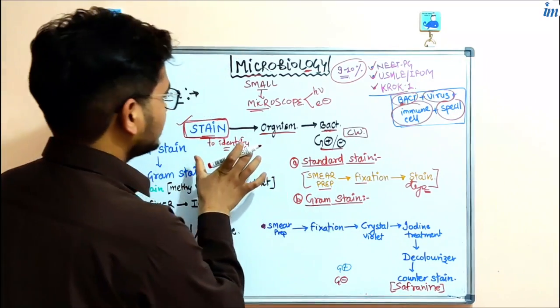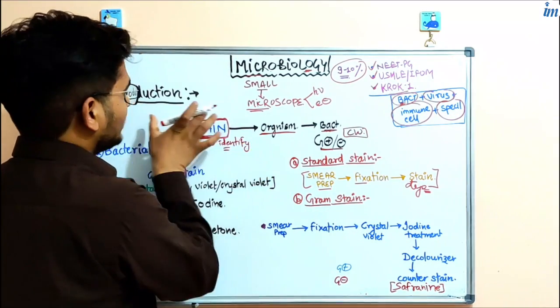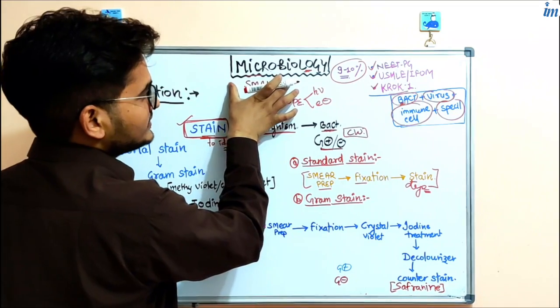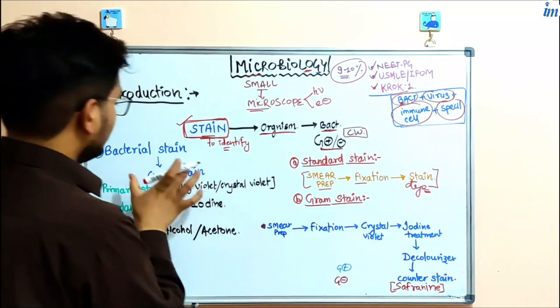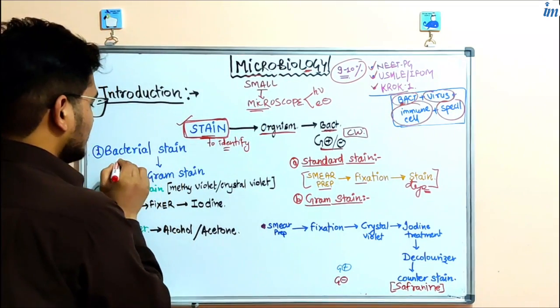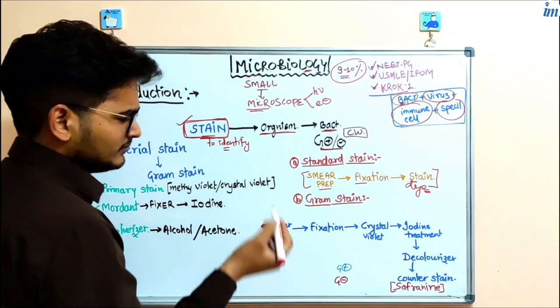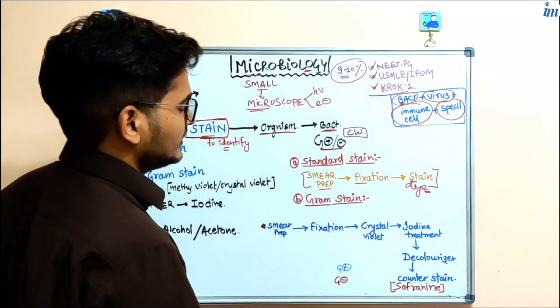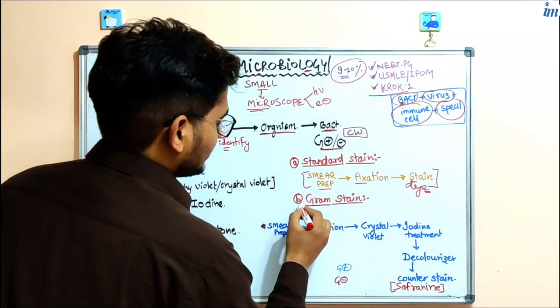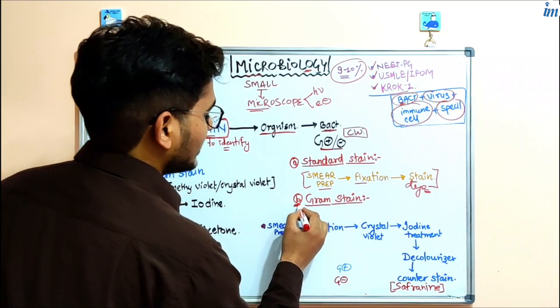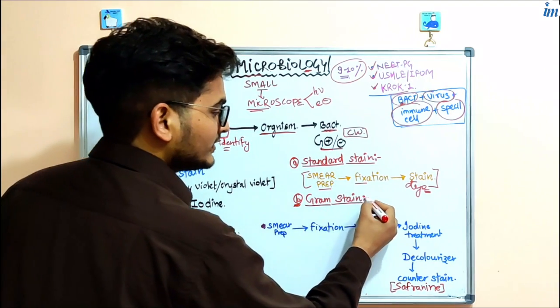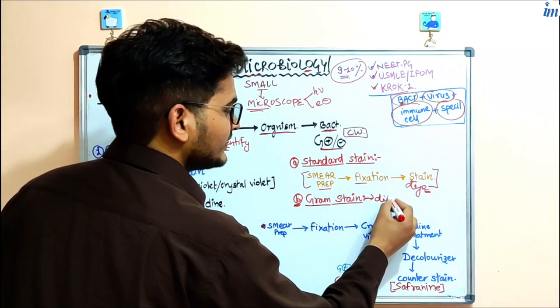Why we need to stain? Because we want to identify those microorganisms, because we are studying microbiology. Okay. What are the bacterial stain? Bacteria have cell wall because they are prokaryotic. And here when we study about gram stain, actually gram give the differential method. What are the differential method?